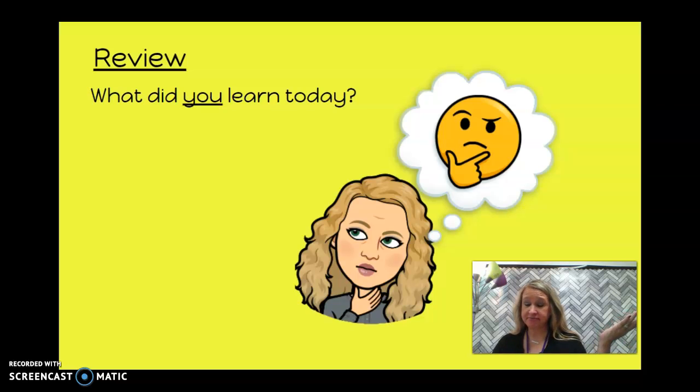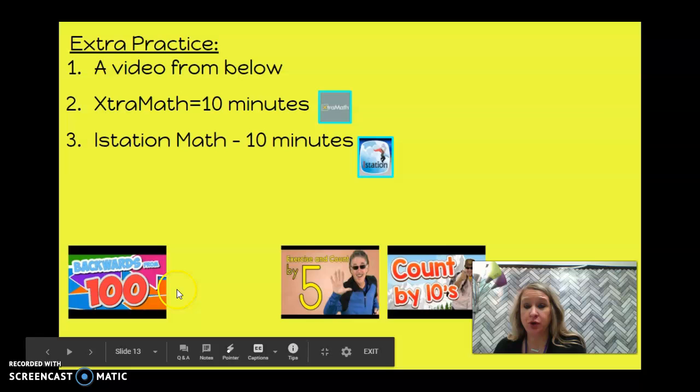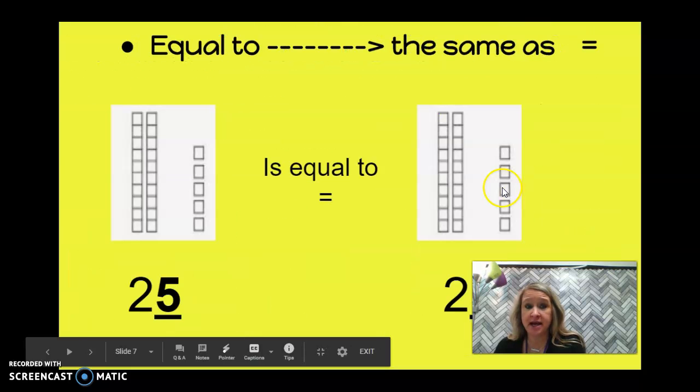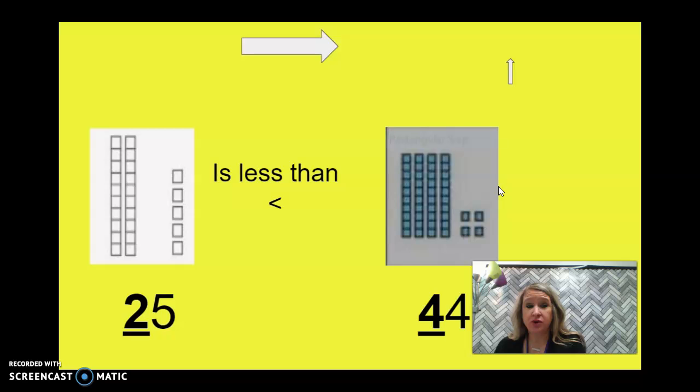So what did you learn today? Let's go back and review everything you learned today. We reviewed our vocabulary words.